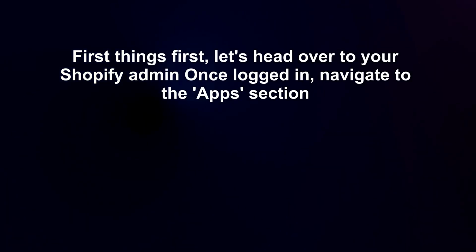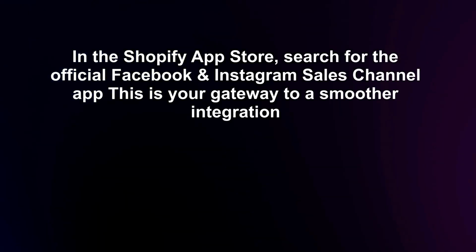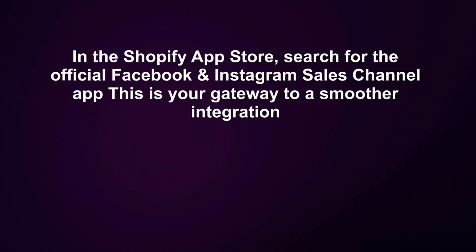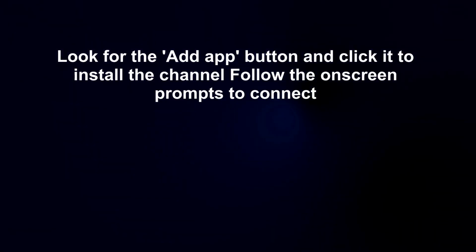Once logged in, navigate to the Apps section. In the Shopify App Store, search for the official Facebook and Instagram sales channel app. This is your gateway to a smoother integration. Look for the Add App button and click it to install the channel. Follow the on-screen prompts to connect.